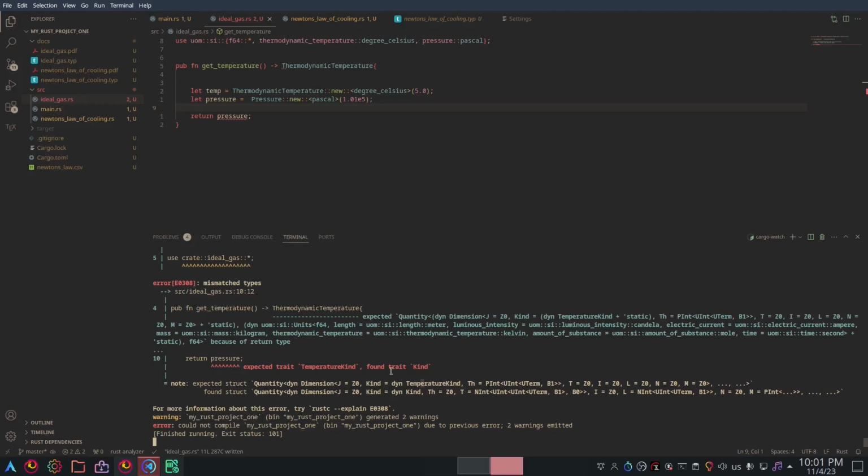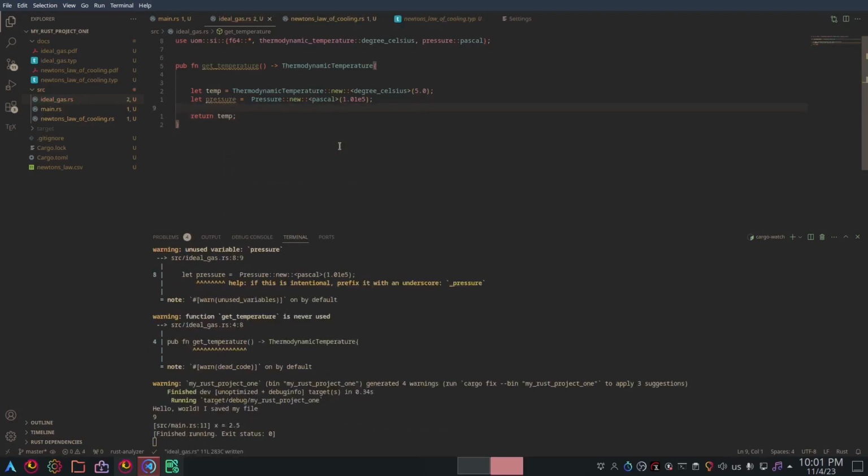So that's a great thing about the package. If you try to do this, it will not run because the units are wrong. Your code will only run if your units are correct. So you return the temperature, it's fine. You don't return temperature, it's wrong.